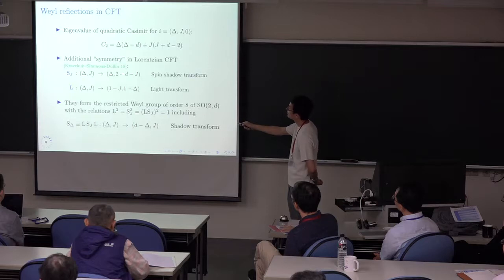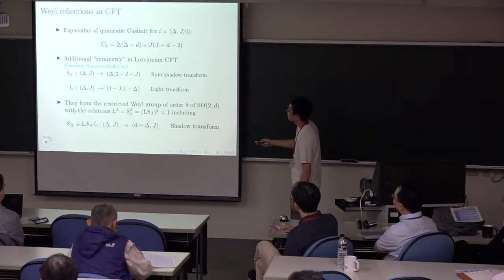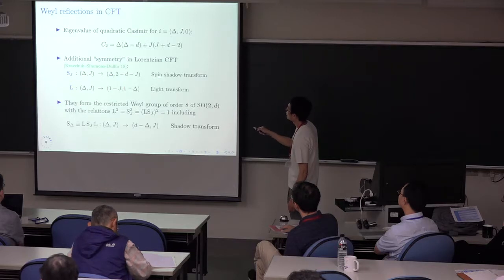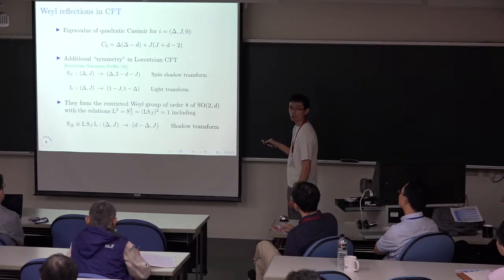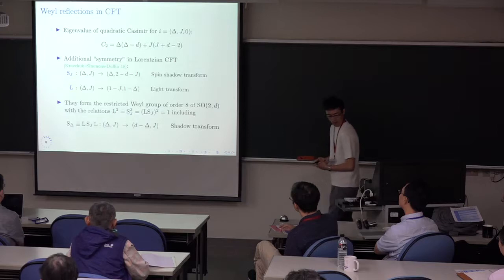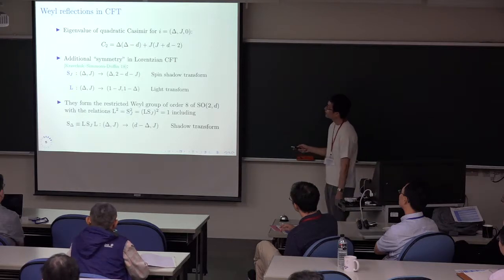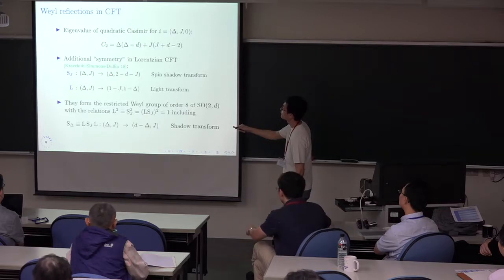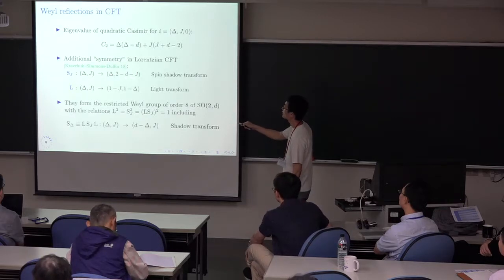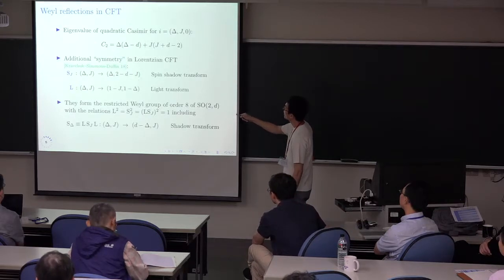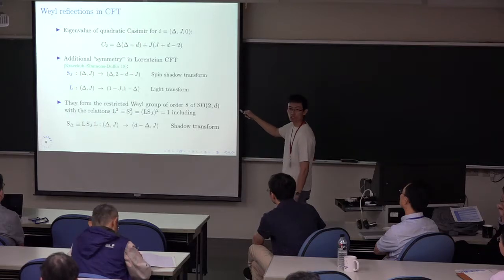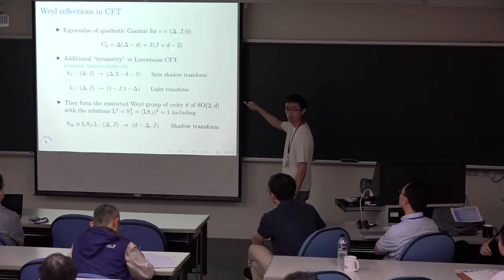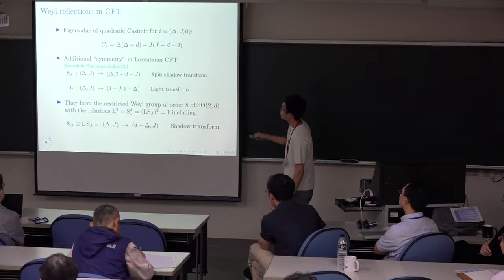But in Lorentzian signature, there are additional symmetries. One of them is the so-called spin shadow transform. This is the spin shadow transform: you just replace J with 2 minus d minus J. But then the quadratic Casimir still doesn't change. So you have a symmetry exchanging J with 2 minus d minus J.